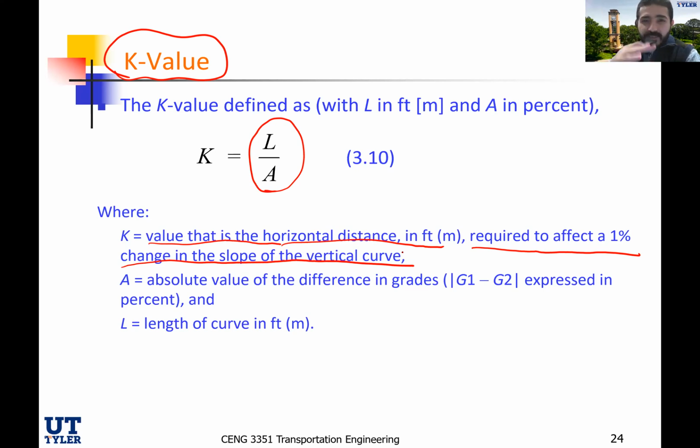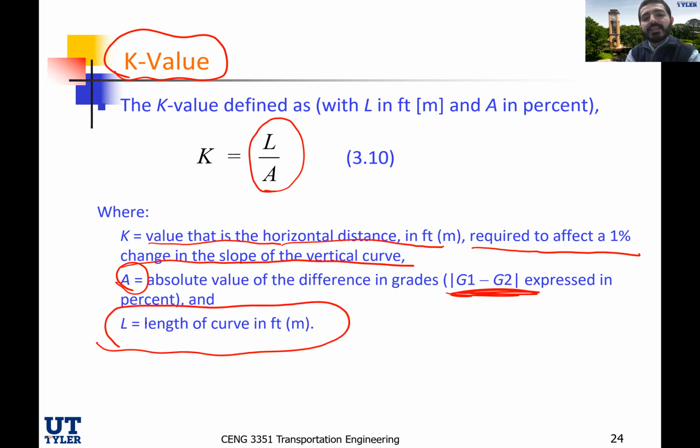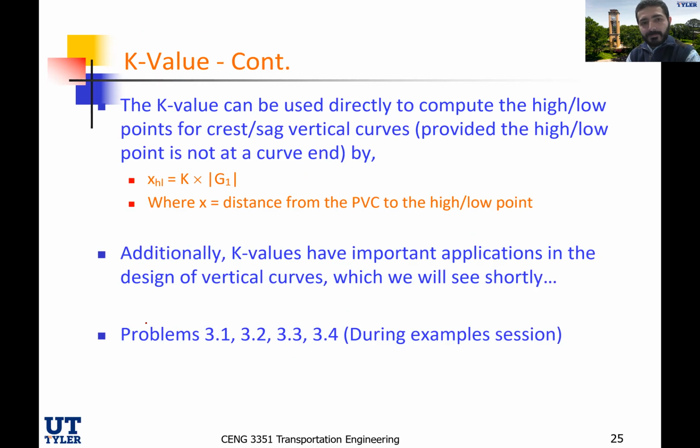If you think about this as a ratio, L over A. L is the length over A, which is percentage of grade. So K, again, is the horizontal distance required to affect a 1% change in slope of the vertical curve. Capital A, we got to know again, G2 minus G1. And L, this is the length of the curve in feet or meters. Why do we care about the K value? The K value can be used directly to compute the high as well as the low points for a crest vertical curve as well as a sag vertical curve.